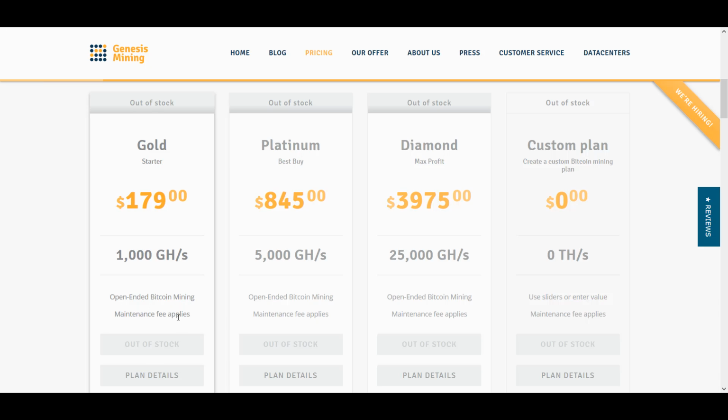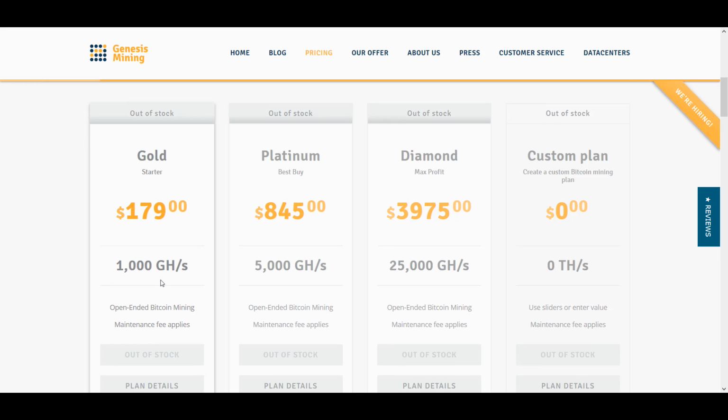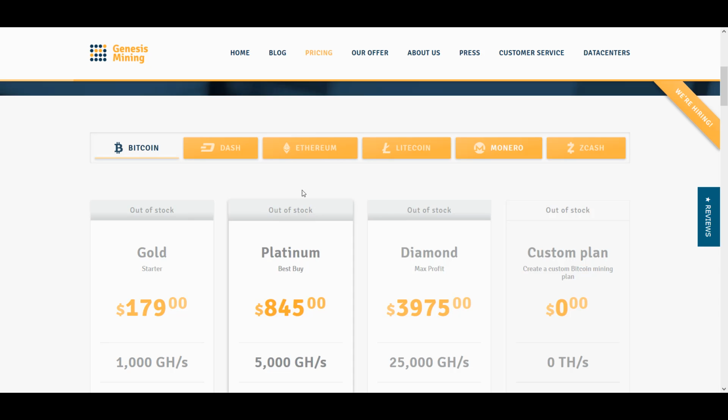So outside of maintenance fees, as long as the contract is profitable, it's good. So it could last a year, 2 years, 3 years. You know, who knows how long it could last. As long as the Bitcoin price stayed high enough to keep profitability in place, you would continue to earn. I prefer Genesis personally 100%, and I personally do not use HashFlare.